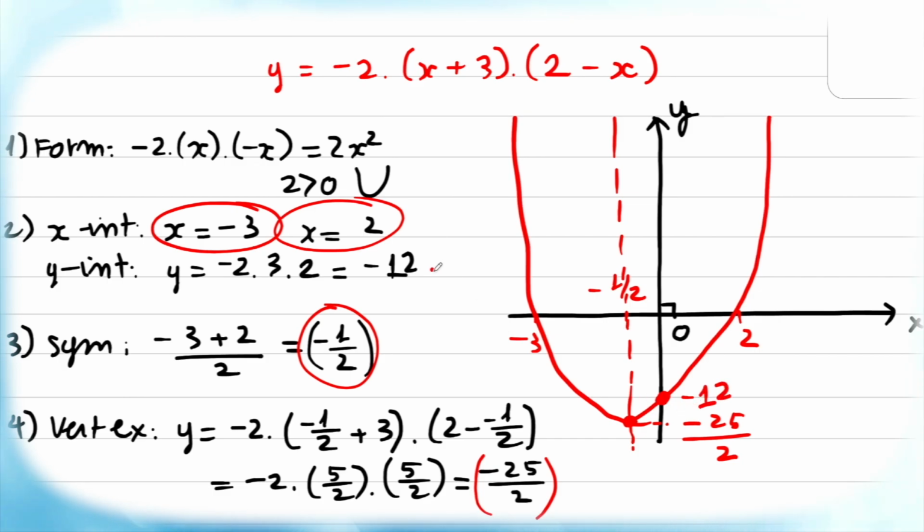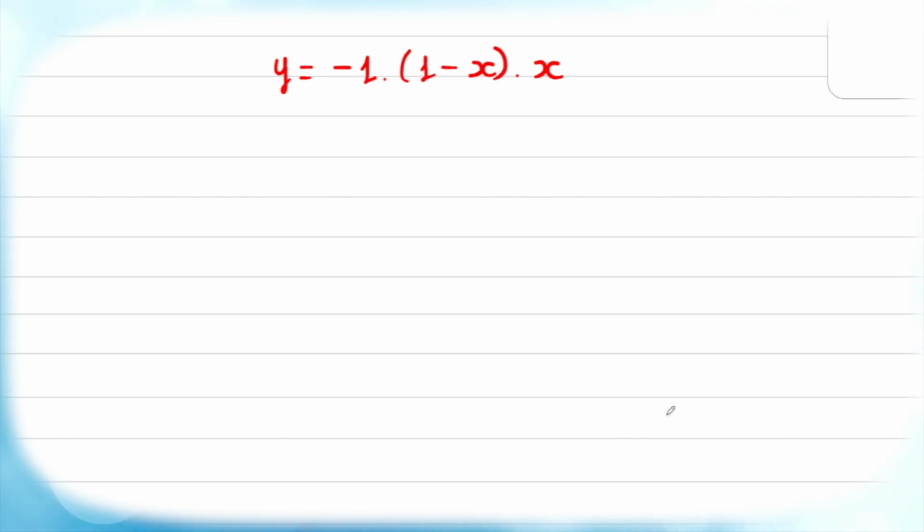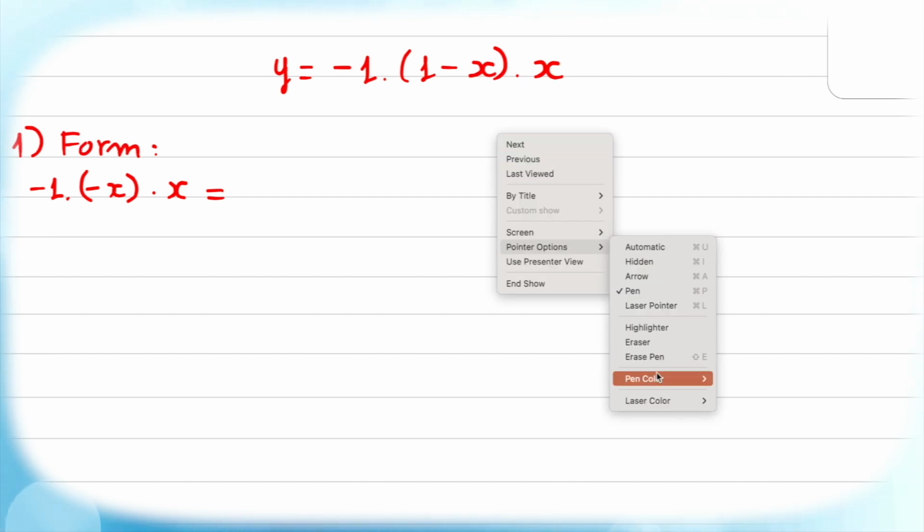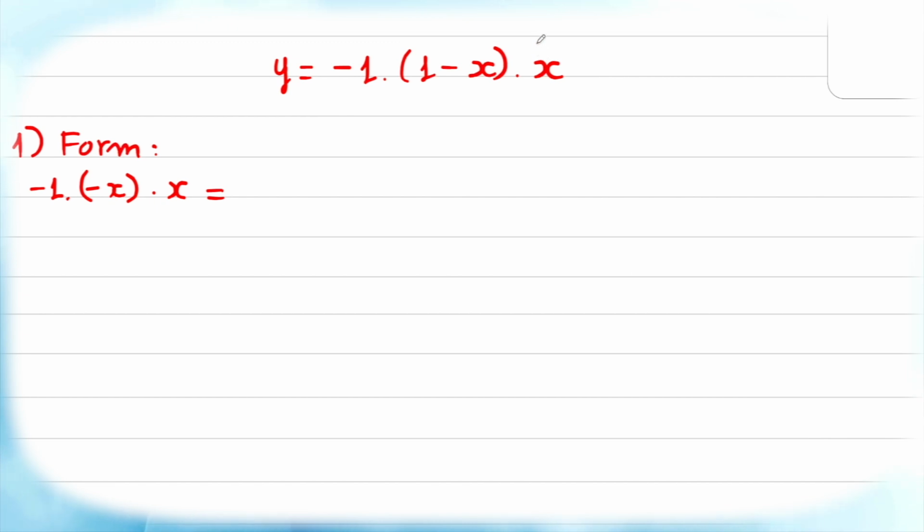Yeah, the y-intercept, x-intercepts, form, symmetrical line, and the vertex. We're done. The next question you got here is a little bit weird, but I think that's not too difficult. The first thing will be the form. The number outside is -1, and then the first is -x, and the second one will be x here. You can understand x here as x minus 0.